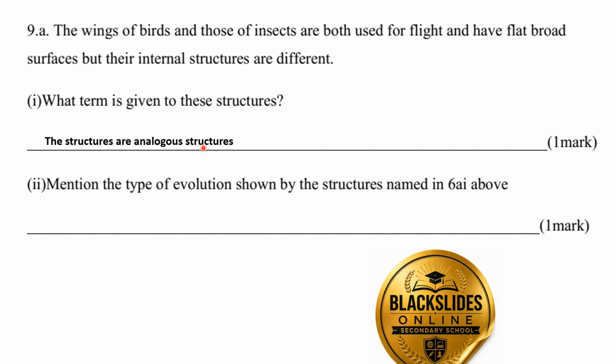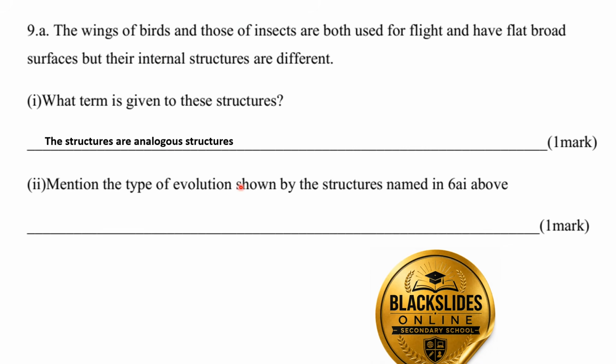Analogous structures are when structures of different organisms have related functions. So those of wings of birds and those of insects are used for flight, and they have flat, broad surfaces, so they are similar. So we call these analogous structures.